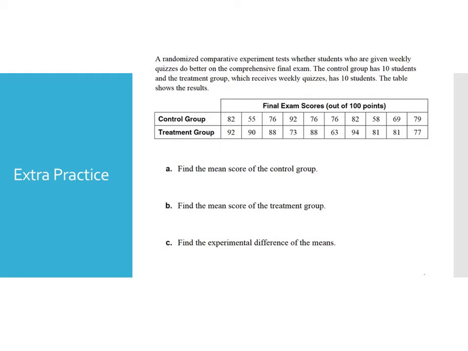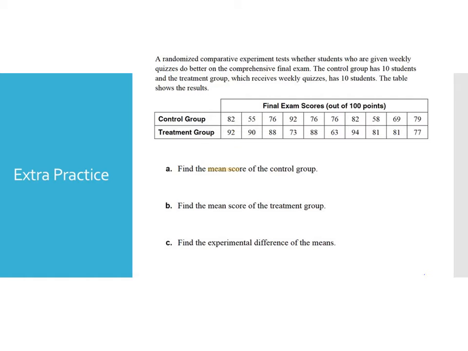So we have a randomized comparative experiment to test whether students who are given weekly quizzes do better on a comprehensive final. The control group has 10 students, and the treatment group, which receives the weekly quizzes, also has 10 students. The table of the quiz results is shown below. The first thing we want to do is find the mean score of the control group. The mean would be the average, so we're going to add them all up and divide by how many we have.